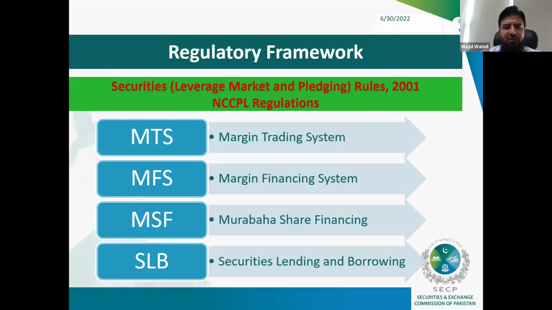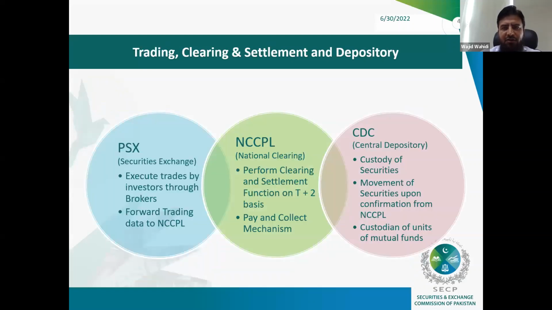As earlier discussed, these are four products: MTS, MFS, Murabaha Share Finance, and Securities Lending and Borrowing. The next slide is Trading, Clearing, Settlement, and Depository. The first one I have discussed, that is the Stock Exchange. After execution of the trades during the day and completion of the trade, PSX completes the trading data and forwards it to the NCCPL for clearing and settlement. On the same day, NCCPL, that is National Clearing Company, performs the clearing and settlement function on a T+2 basis.